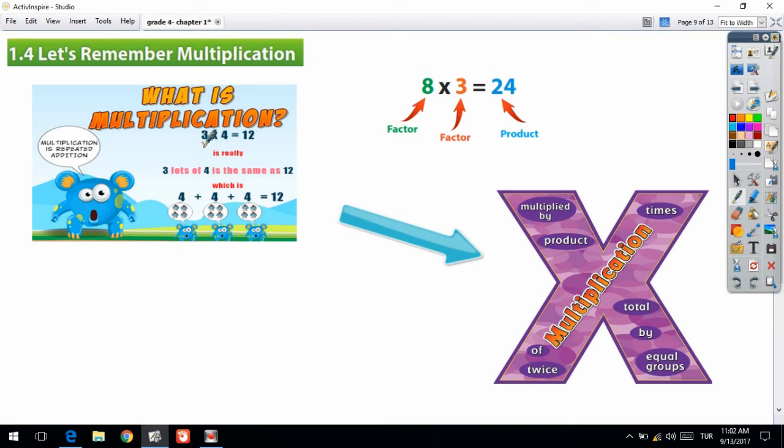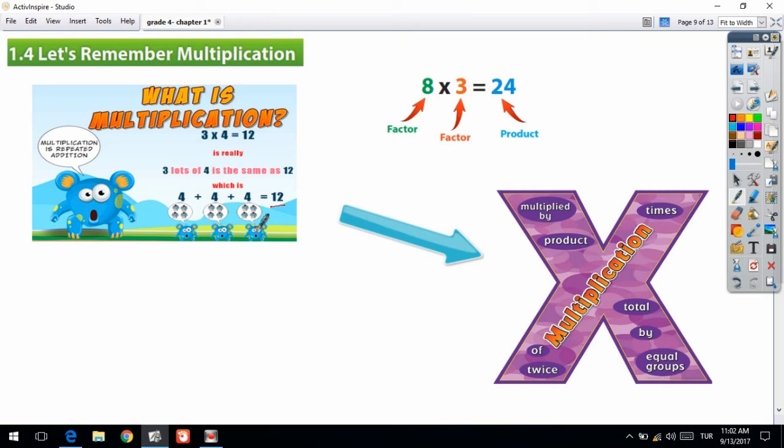3 times: this is the first time, this is the second time, this is the third time. How many objects in each? 1, 2, 3, 4, 1, 2, 3, 4, 1, 2, 3, 4. When you add them, you get 12. Or you have 3 groups, and when you multiply them by 4, you will get 12 too.